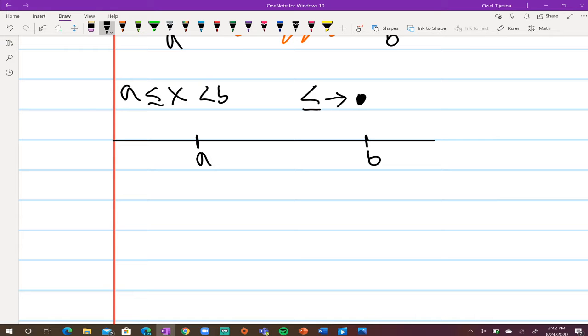First we're going to go ahead and put a closed dot right here, and then for X is less than B, if we have a less than, that's going to be an open circle. So here we're going to have an open circle. Now we're saying all real values from A to B. So all you need to do now is just shade in between.